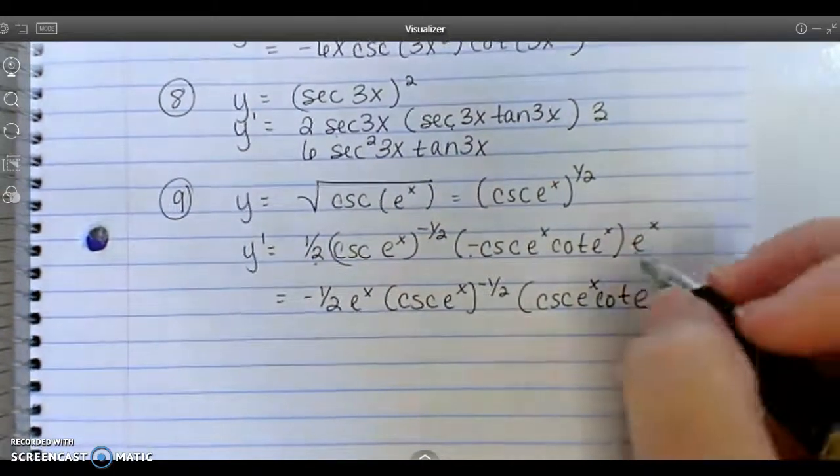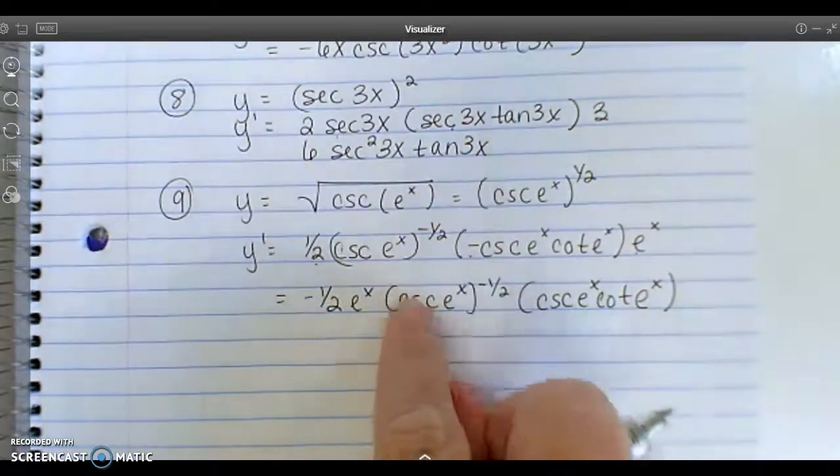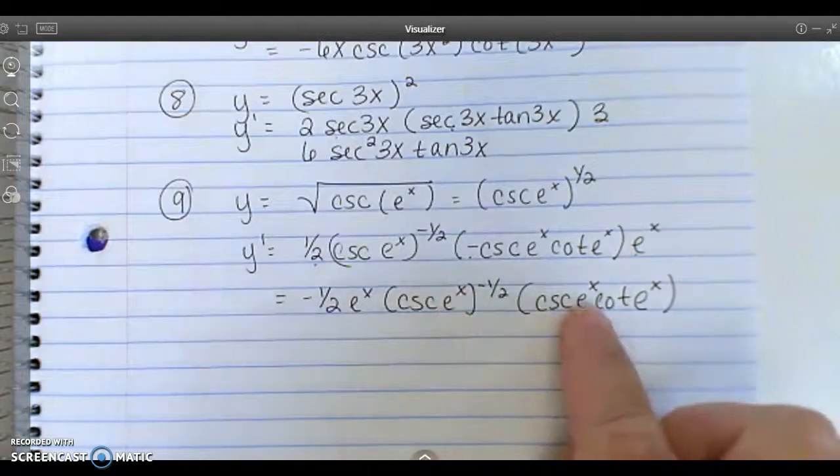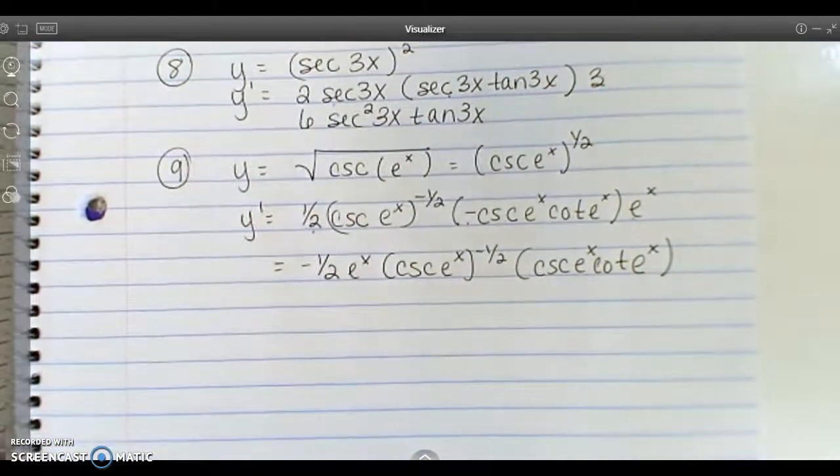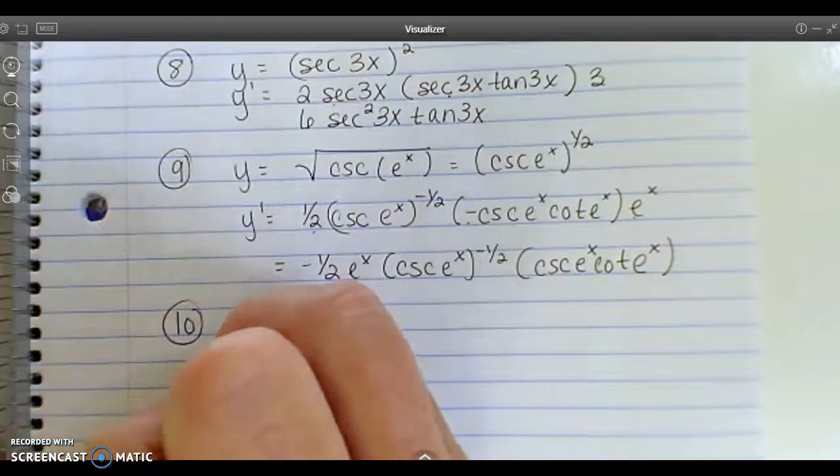Sorry, let me move that up a little bit. This part right here could come to the bottom if you wanted to, otherwise it can just stay like it is. Alright, one more problem just to talk about.